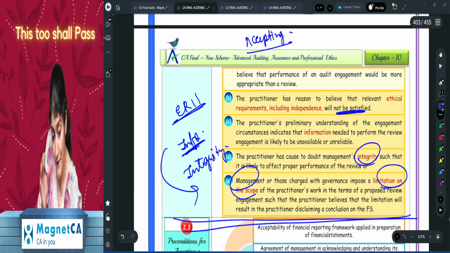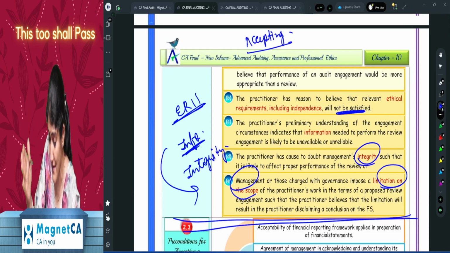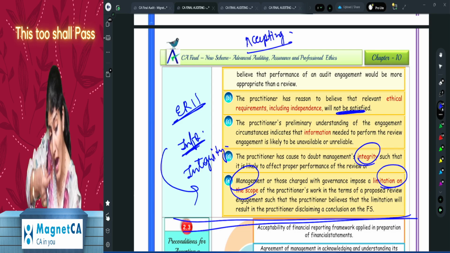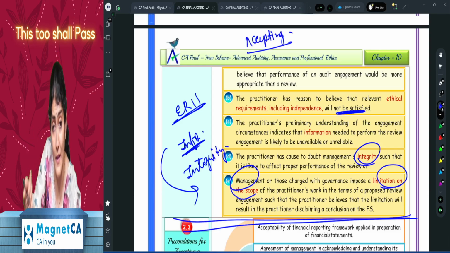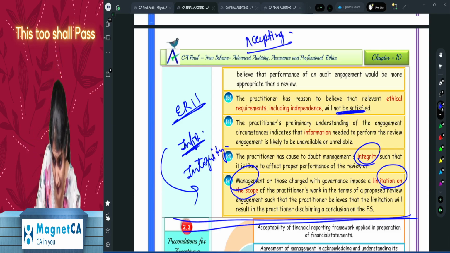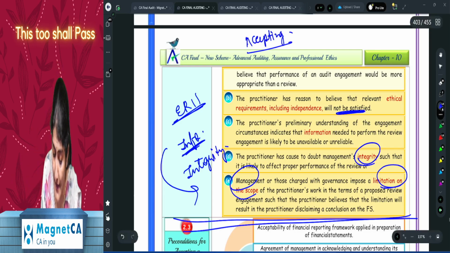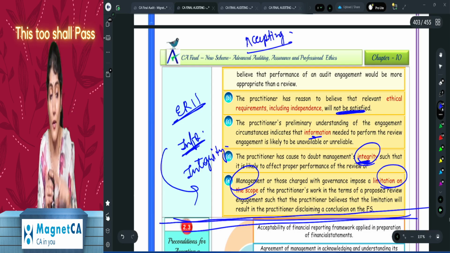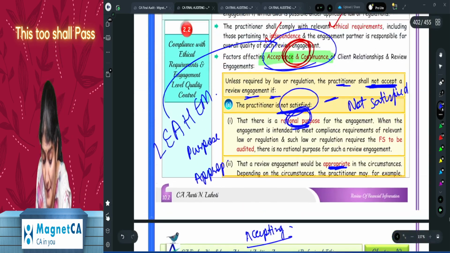What does it say? You should not accept the review engagement if you are not satisfied that there is a rational purpose or that review is appropriate. Second, if you think you can't comply with the ethical requirements, or that all the information may not be available, which means there could be a limitation on scope, or you have concerns regarding the integrity of the client. So that's one new question regarding acceptance and continuance.